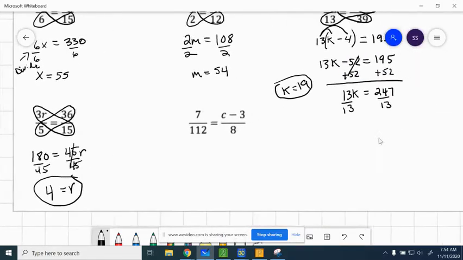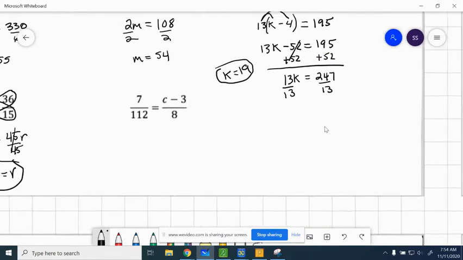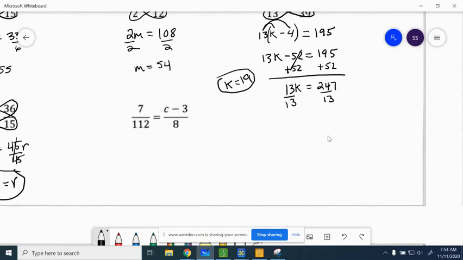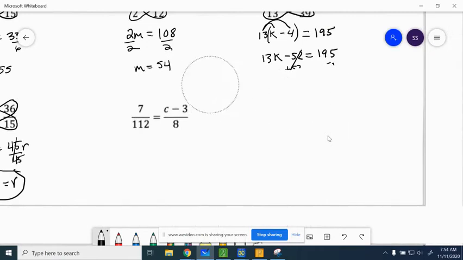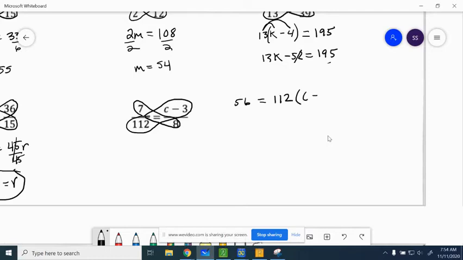Let's look at one more example of this. I'm going to erase a little bit up here so I have a little more room. Again, we're going to cross multiply this part here. 7 times 16 is 112, equal to 12 times c minus 3. We're going to put this in parentheses, c minus 3. And now I just distribute out.